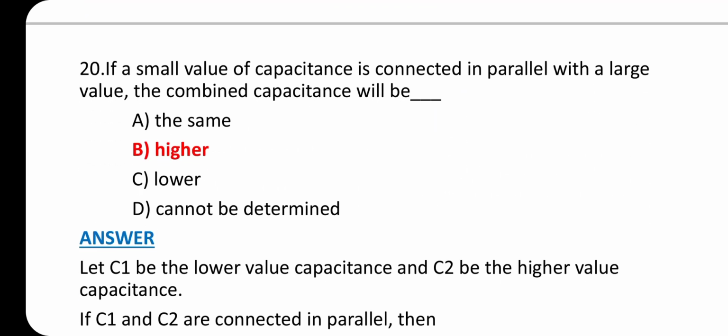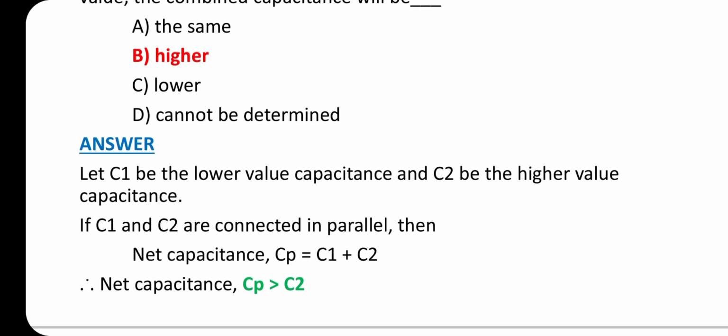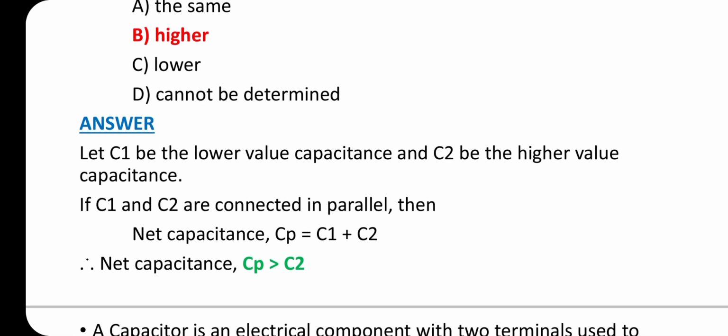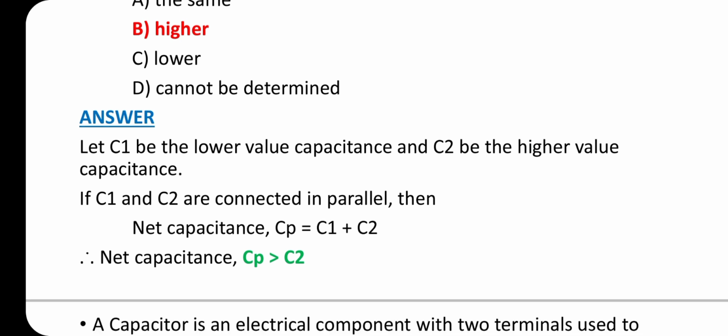20. If a small value of capacitance is connected in parallel with a large value, the combined capacitance will be, answer is option B, higher. Let C1 be the lower value capacitance and C2 be the higher value capacitance. If C1 and C2 are connected in parallel, then net capacitance CP equal to C1 plus C2. Therefore, net capacitance CP is greater than C2.